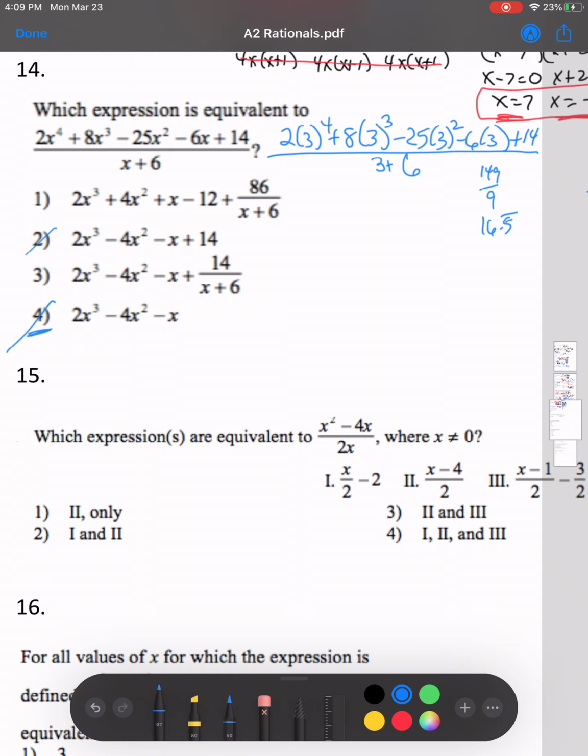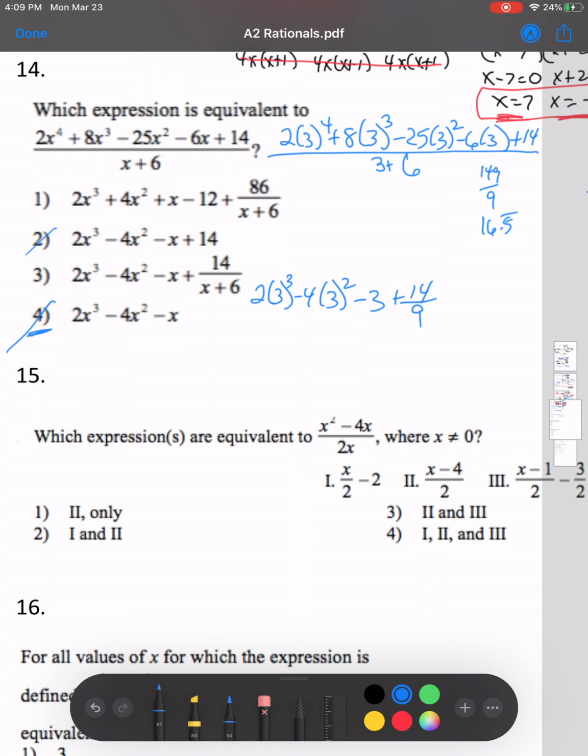Alright, so for the sake of the only one that has some room, I'm going to check number 3 first. 2 times 3 cubed minus 4 times 3 squared minus 3 plus 14. Let's see, 3 plus 6 is 9, so I'm just going to leave that. So I'll get some sort of decimal.